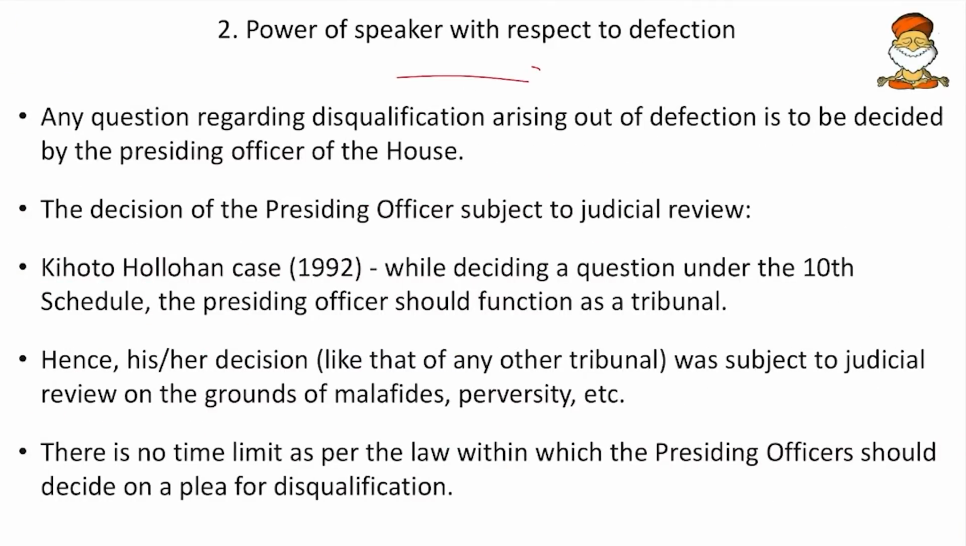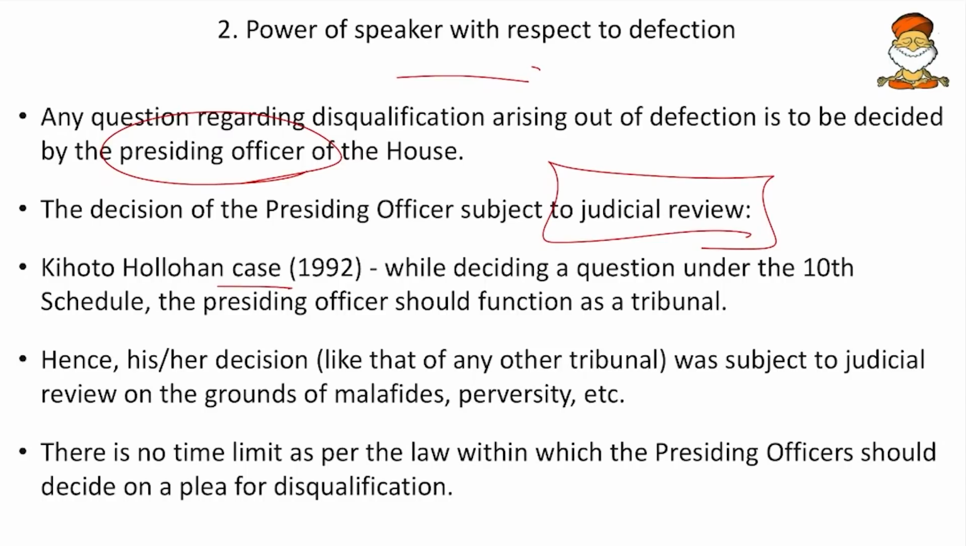And then coming to next, the power of speaker with respect to defection. Here any question regarding disqualification arising out of defection is to be decided by the presiding officer of the house, the president of the house. Then the decision of the presiding officer is subject to judicial review. Say for example in the Kihoto Hollohan case.